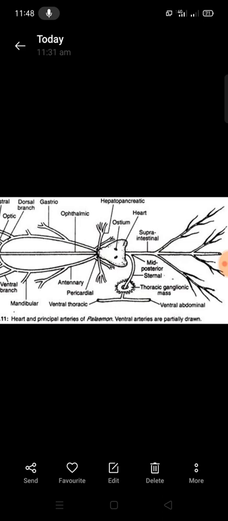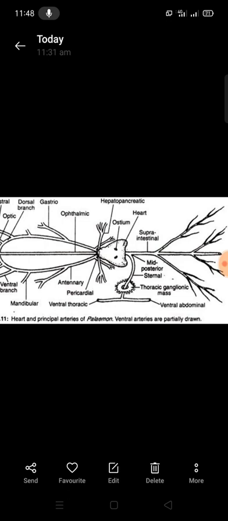So from the antennal artery, 3 more arise: the pericardial, the gastric and the mandibular arteries. Okay, and the third one is the hepatic artery. First one is the median ophthalmic artery, second one is the antennary arteries, third one is the hepatic artery.